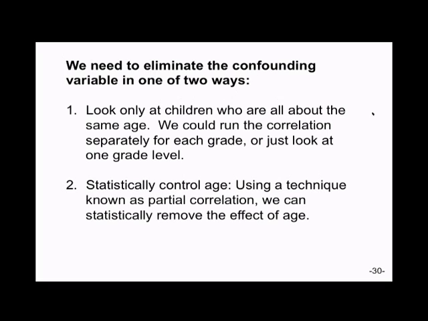Another way to do it is to statistically control age. So there's a statistical technique known as partial correlation that would allow us to pull out the effect of age and then look at the relationship between height and math skill with age controlled or partialed out.